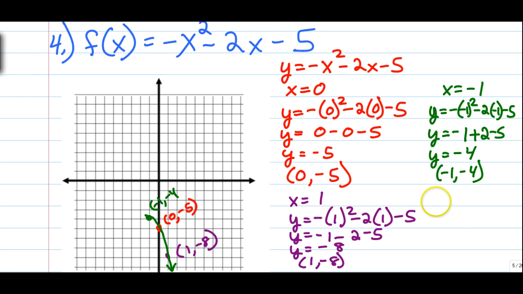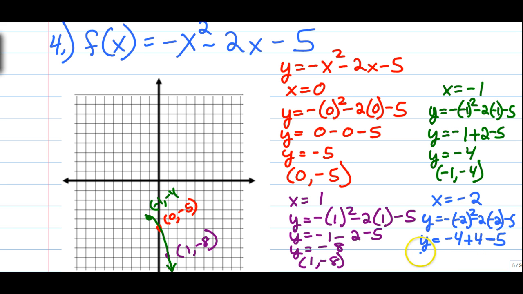So this time let's try x equals -2. So we'll plug in, so y is equal to negative (-2) raised to the second power minus 2 times -2 minus 5. So y is equal to -4 plus 4 minus 5. Y then is equal to -5. So my ordered pair is (-2, -5).